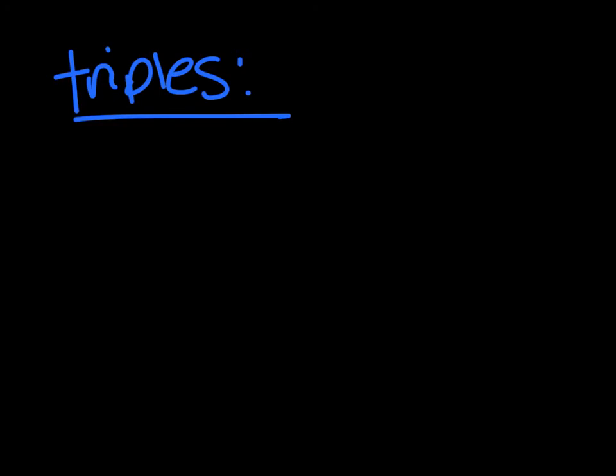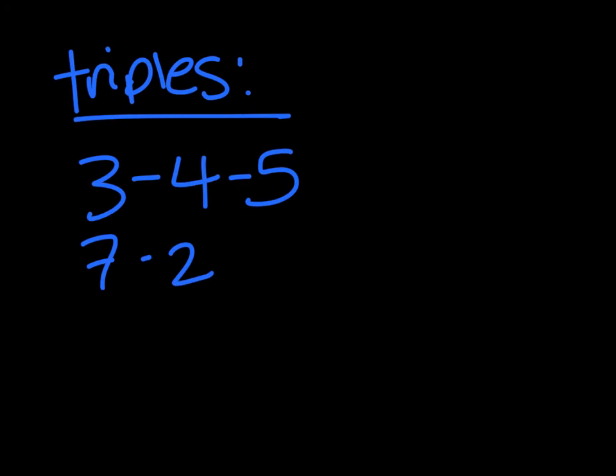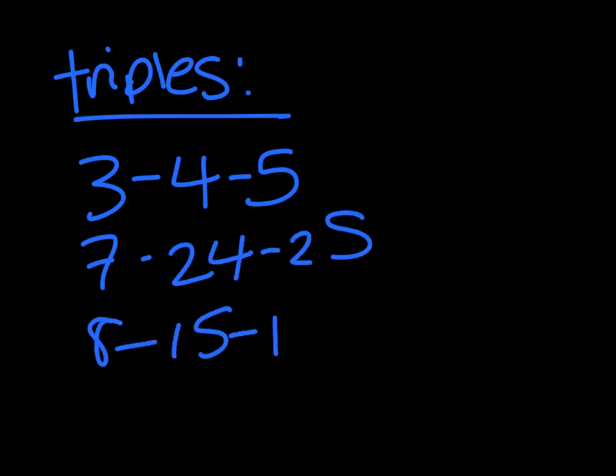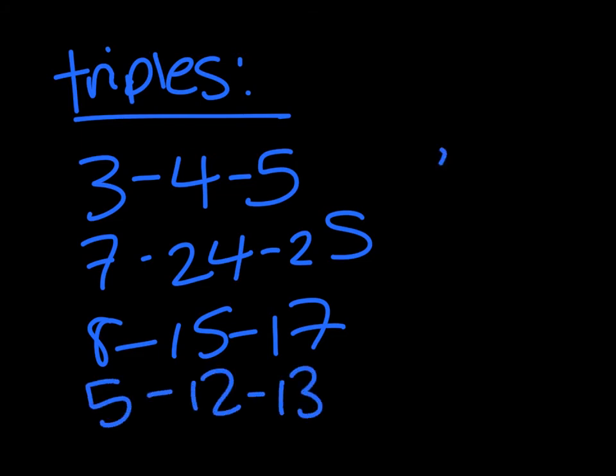So we talked about triples on the last screen. Just in case you don't remember your triples from geometry, these are the most common ones. I would memorize them because they're going to show up a lot: 3, 4, 5; 7, 24, 25; 8, 15, 17; 5, 12, 13; and 9, 40, 41. I would write those down and be familiar with them because those are going to show up most often when we do our problems.